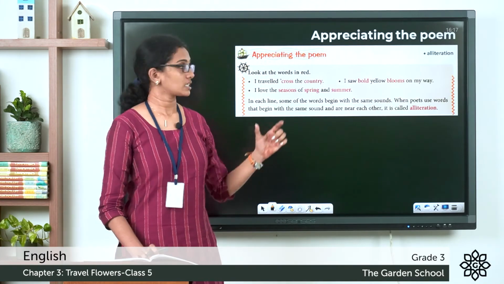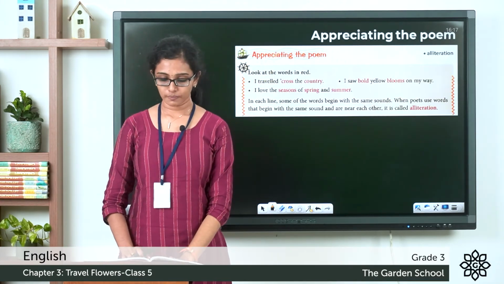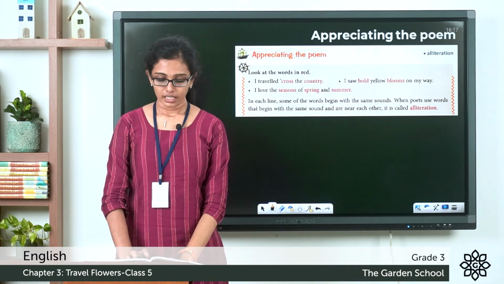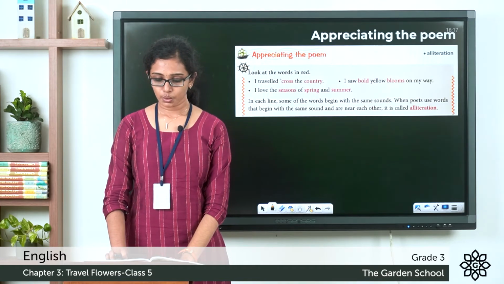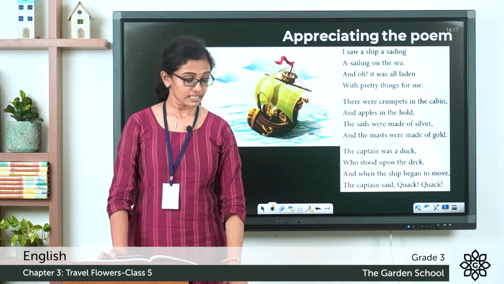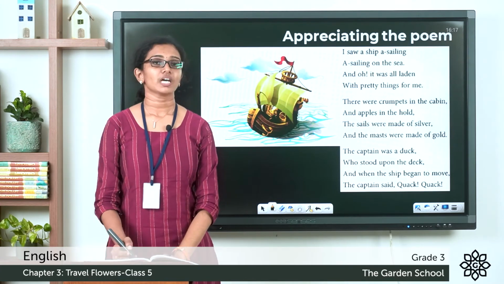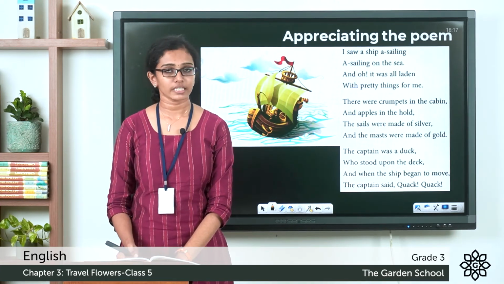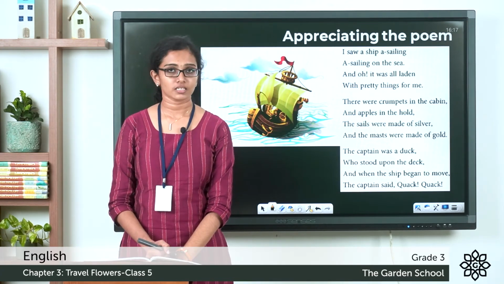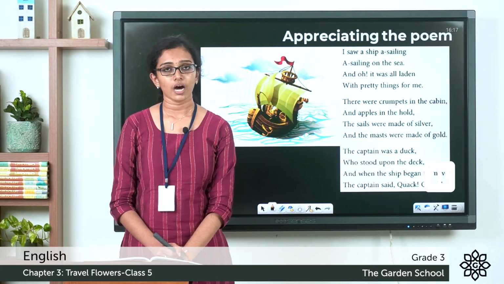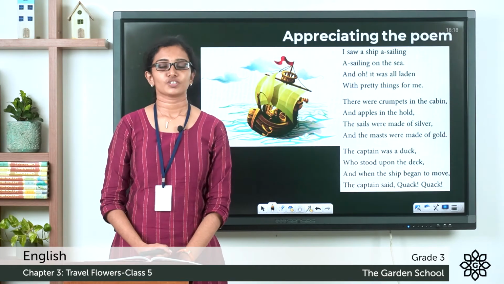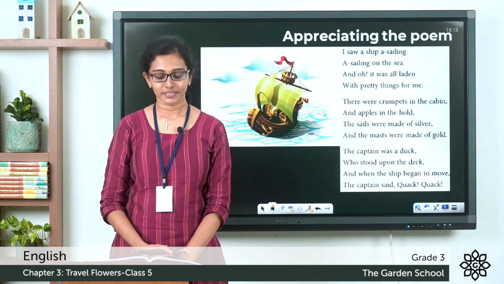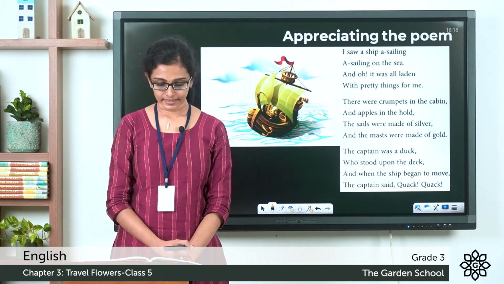So below this box, you can see one poem given there. Now read this poem and circle the words that show alliteration. You have to read the poem and circle the alliterations. You can do this as an activity. You can pause this video now. Once you are done, please come back. So children, I hope you are done with that activity. Now let's discuss the answer.